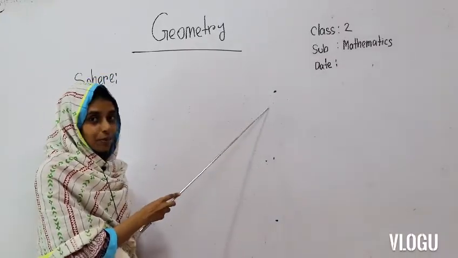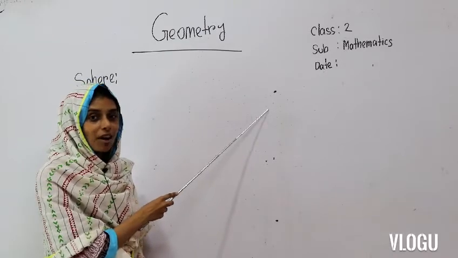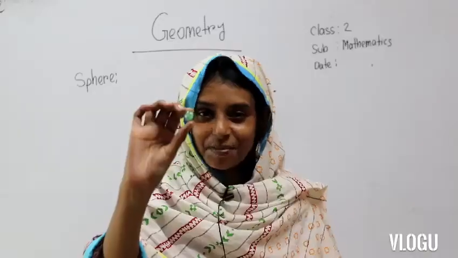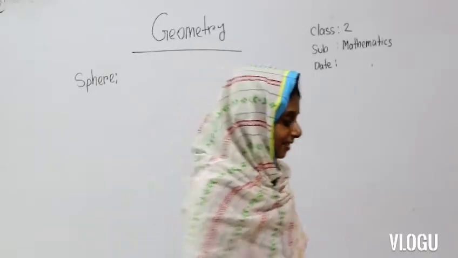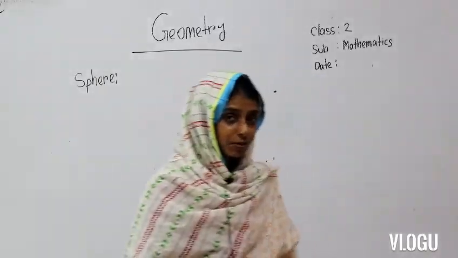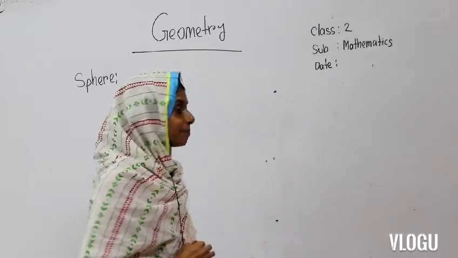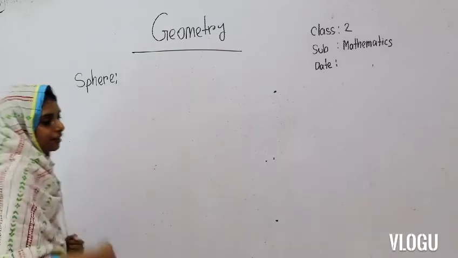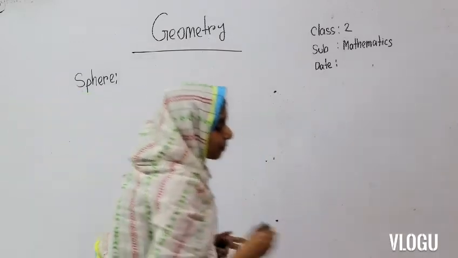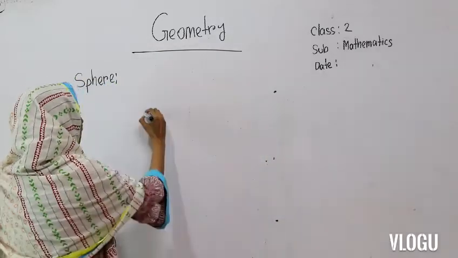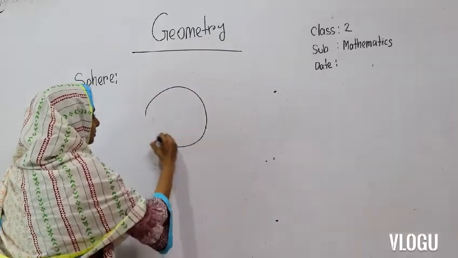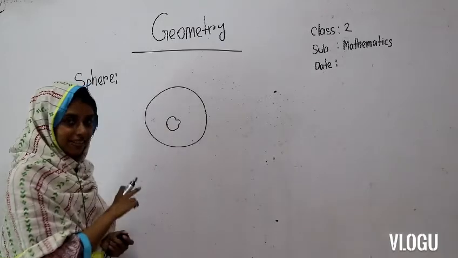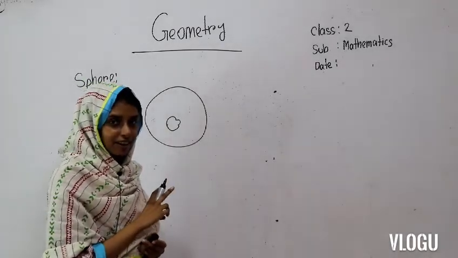Can you tell me what this is? Yes, watermelon. This one, a ball. Bread. These shapes have a name as usual. What is the name? The name is sphere. Now again I am drawing a sphere. Now this is a sphere.